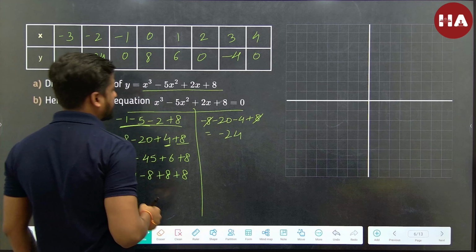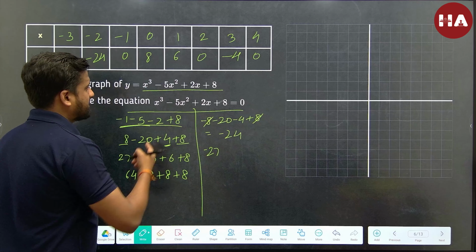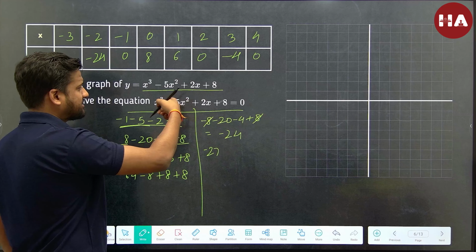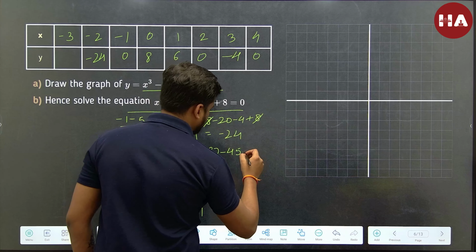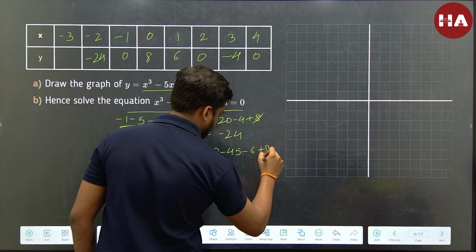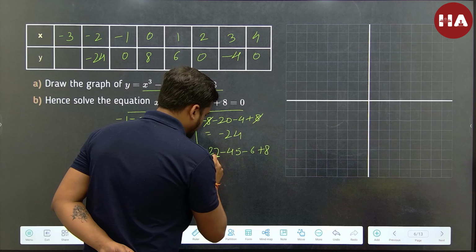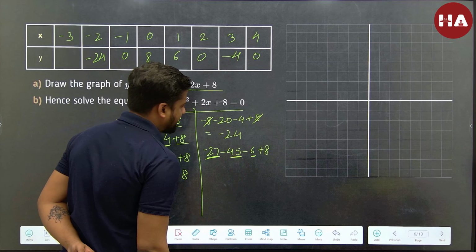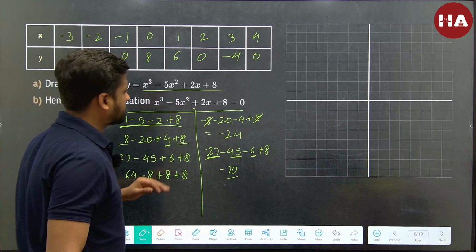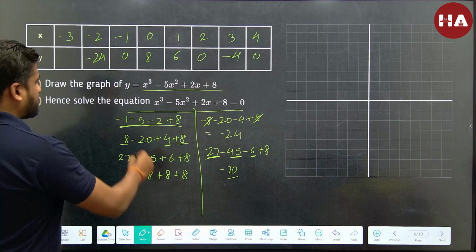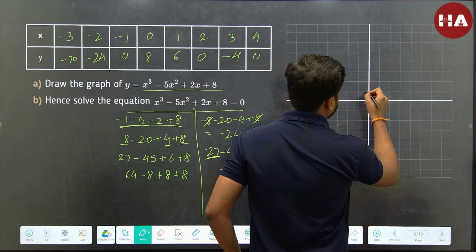Now let's talk about minus 3. So minus 3 cube, it's minus 27. 3 square is 9. 9 times 5, it's 45. Plus 2 times minus 3 is minus 6, plus 8. Let's solve this. That comes to minus 70. We will not go that much, but let's just plot this one, right? Minus 70. We'll be taking plots of 5.